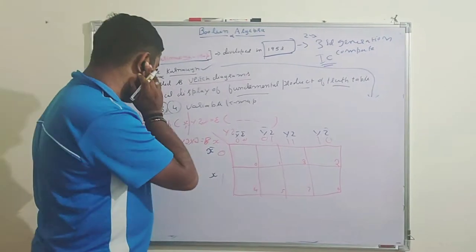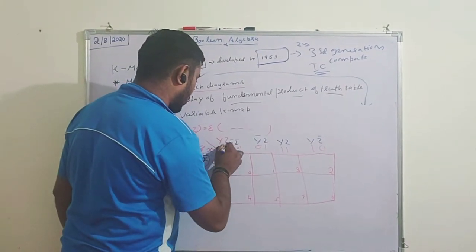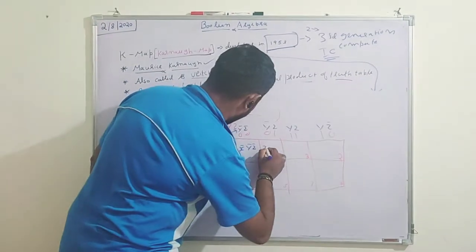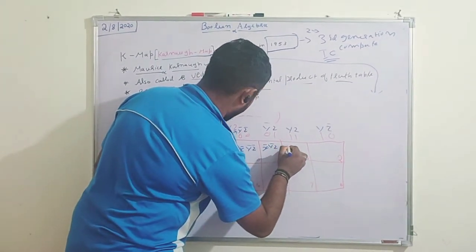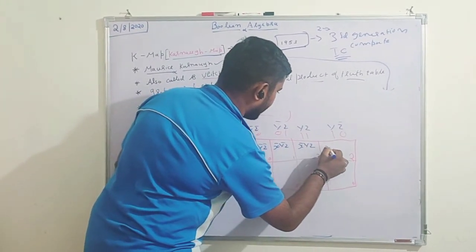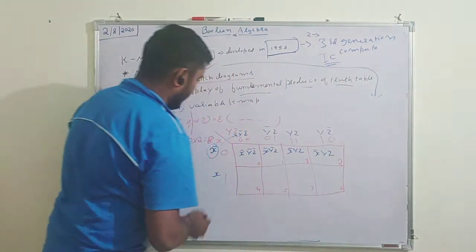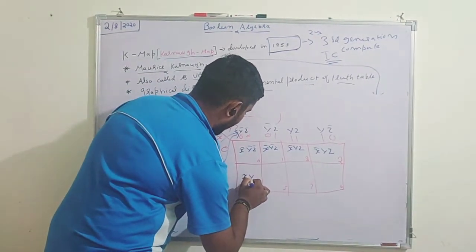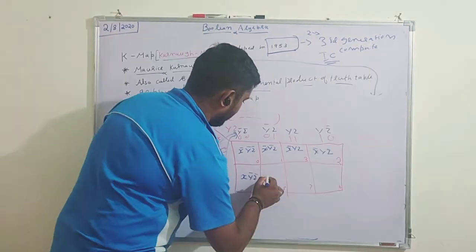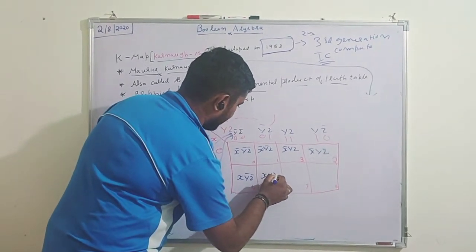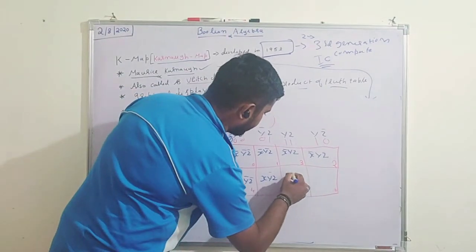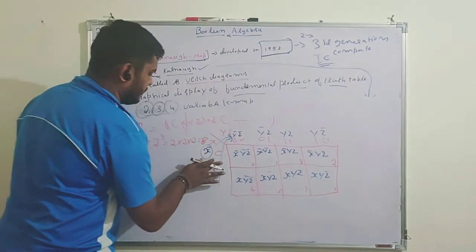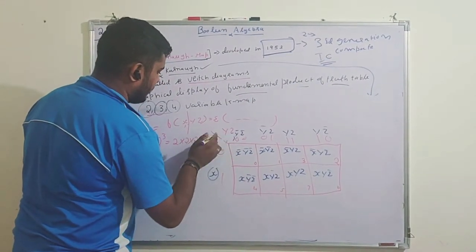Okay, so how do I multiply them? This will be multiplied with all four: x bar, y bar, z bar, x bar, y bar, z, x bar, y, z, x bar, y, z bar. Now this will be multiplied with the next four: x, y bar, z bar, x, y bar, z, x, y, z, x, y, z bar. So this is how a three variable K map looks.